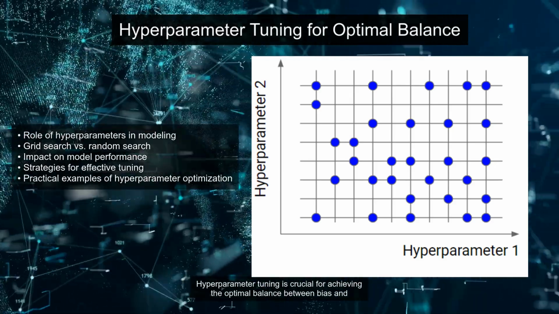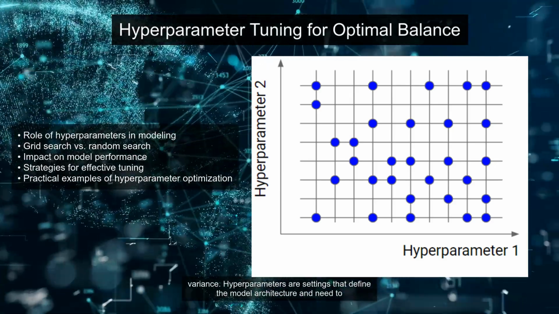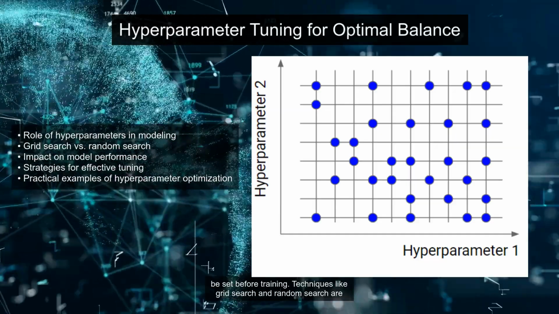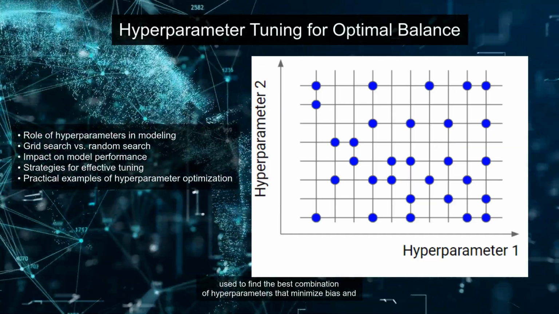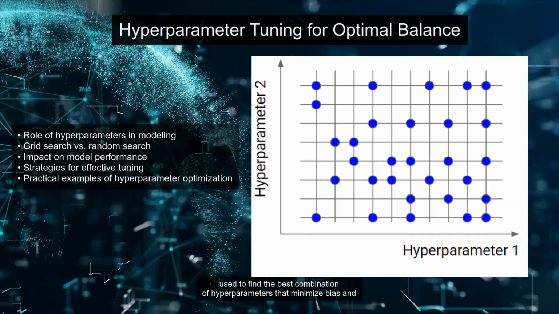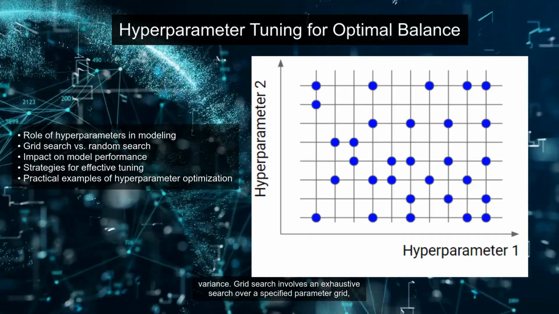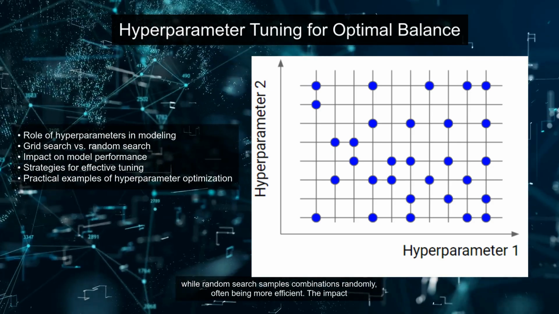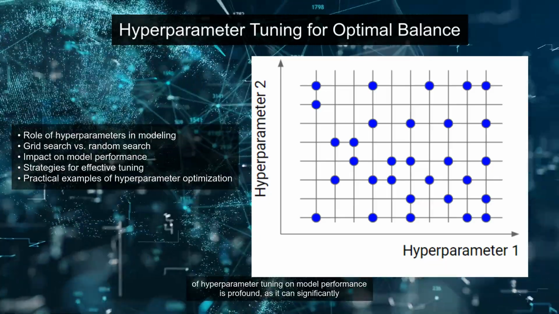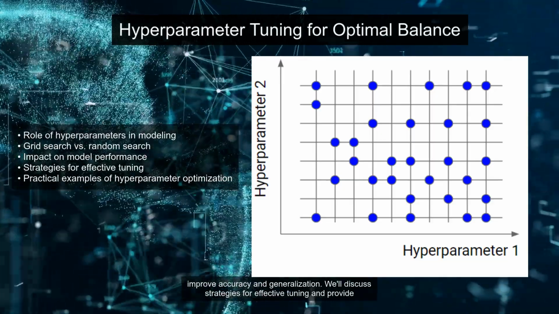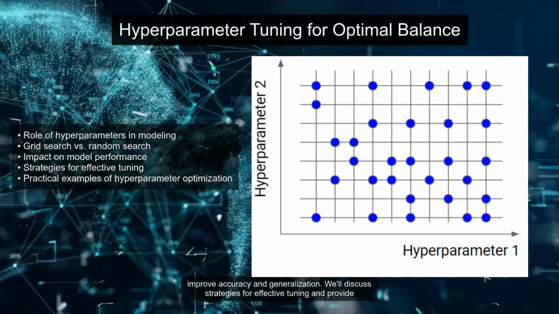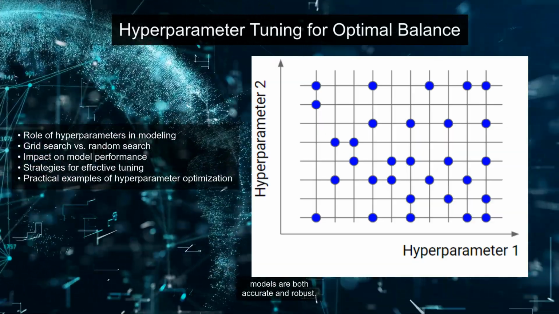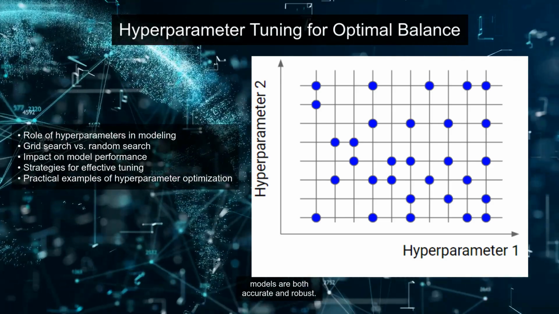Hyperparameter tuning is crucial for achieving the optimal balance between bias and variance. Hyperparameters are settings that define the model architecture and need to be set before training. Techniques like grid search and random search are used to find the best combination of hyperparameters that minimize bias and variance. Grid search involves an exhaustive search over a specified parameter grid, while random search samples combinations randomly, often being more efficient. The impact of hyperparameter tuning on model performance is profound, as it can significantly improve accuracy and generalization. We'll discuss strategies for effective tuning and provide practical examples of how hyperparameter optimization enhances model outcomes, ensuring that your models are both accurate and robust.